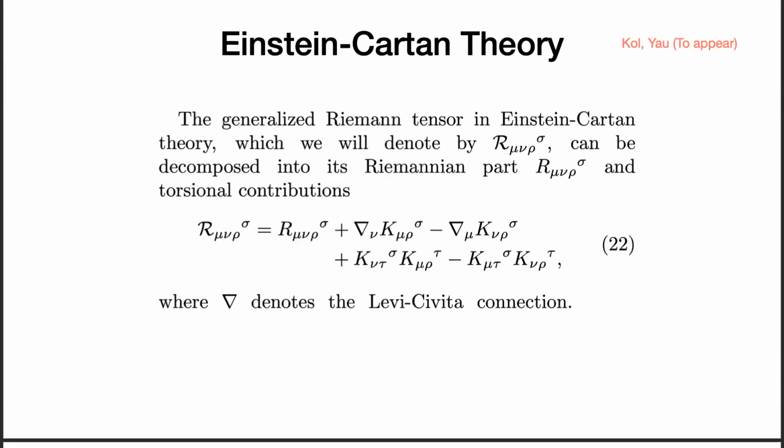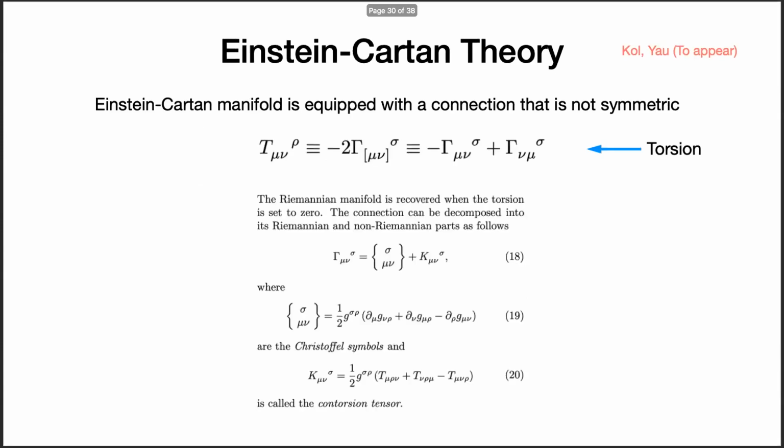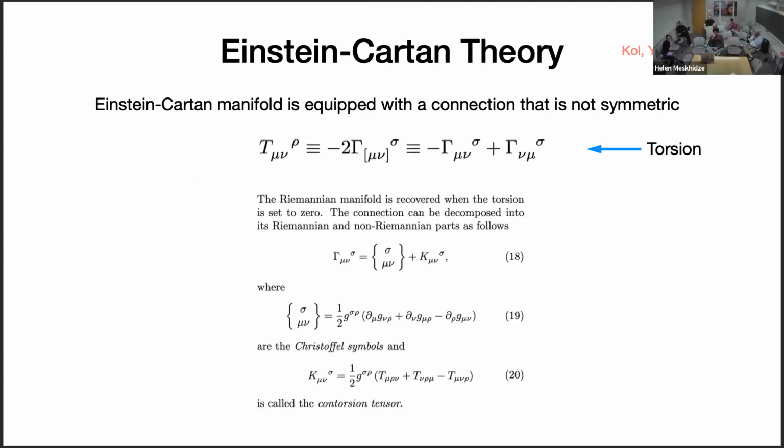Is the contortion tensor always anti-symmetric? The bottom blue? The contortion, I think it's anti-symmetric under the first two indices, if I'm not mistaken. Yeah, it has some properties.